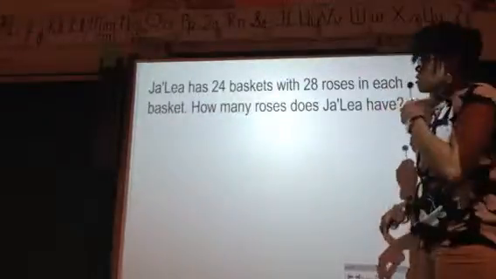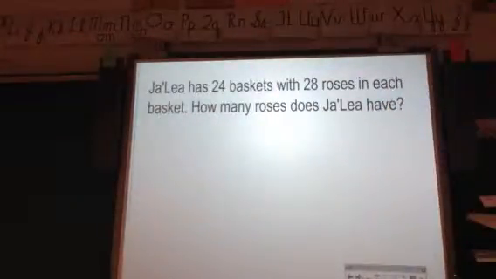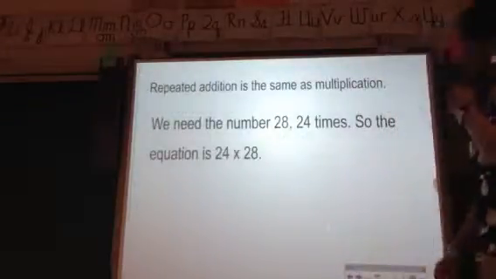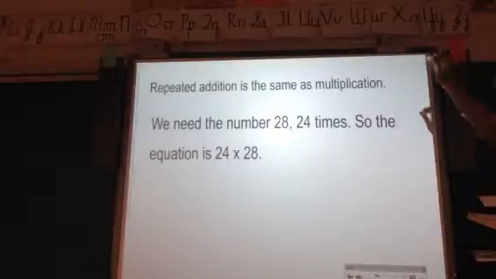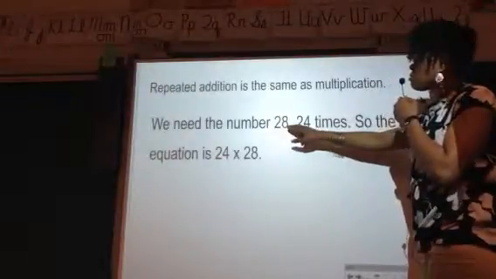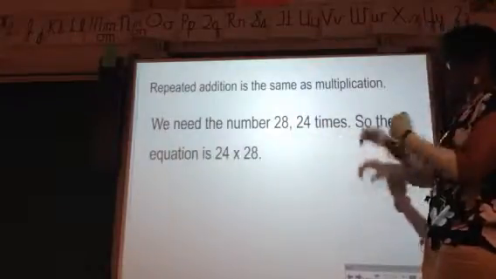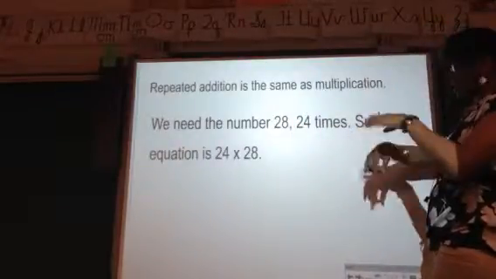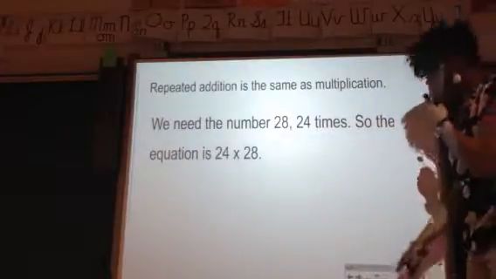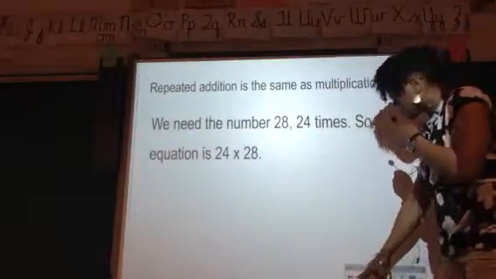Let's get started. Julia has 24 baskets with 28 roses in each basket. How many roses does Julia have? Repeated addition is the same as multiplication. In this case, we need the number 28, 24 times. So the equation is 24 times 28.